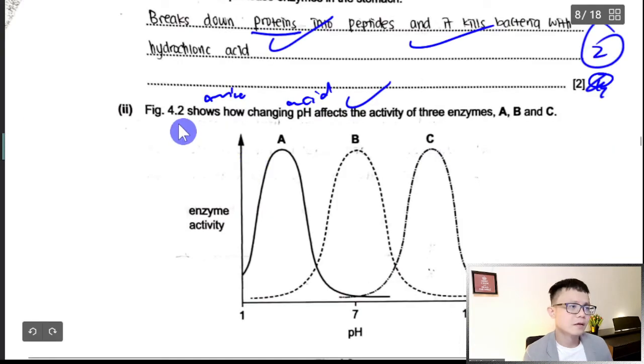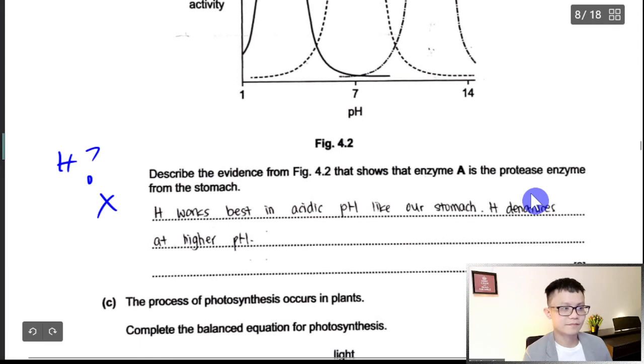Figure 4.2 shows how changing the pH affects the activity of the 3 enzymes A, B, and C. So the pH affects the 3 enzymes A, B, and C. Describe the evidence from figure 4.2 to show enzyme A is the protease enzyme in the stomach. So I'm looking for which enzyme works the best in acidic pH.